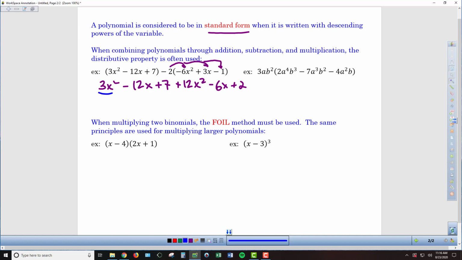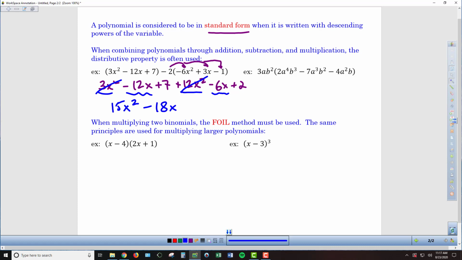So I've got a 3x squared and a positive 12x squared. So those are going to combine to make 15x squared. So that takes care of those. We'll cross those off just so they don't distract us. Then we've got a negative 12x and a negative 6x. So those are going to combine to make a negative 18x. Since they're both negative, we're going deeper into negative territory, so we get negative 18x.